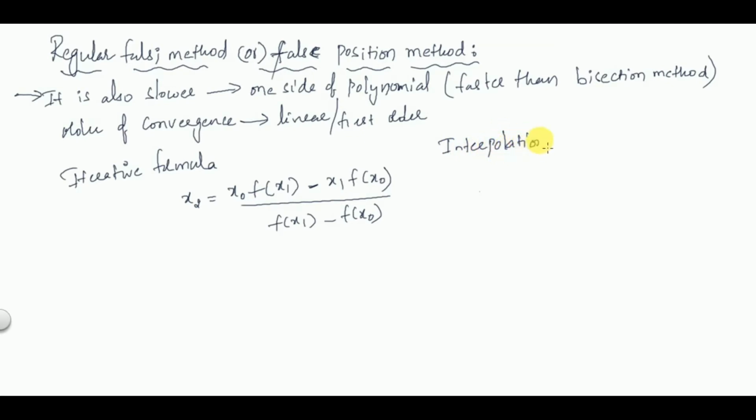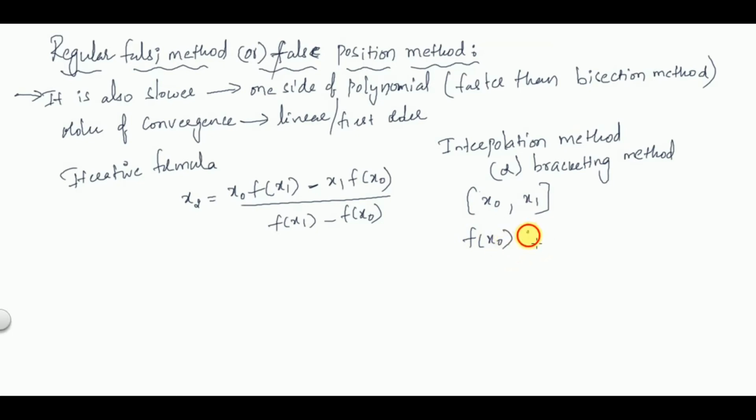Regula falsi method, like the bisection method we have seen, is an example of an interpolation method, or we'll call it a bracketing method. In this we'll take two initial estimates, x0 and x1. Here f of x0 is negative and f of x1 is positive.